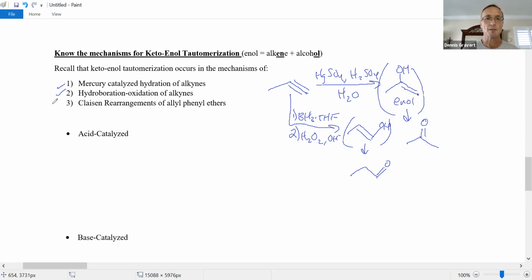And then finally, a Claisen rearrangement. That wasn't too long ago. If we had a phenyl allyl, so allyl has 3 L's, so 3 carbons, 1, 2, 3, and then make it attached to an ether, and on this side, put a benzene ring. And then we heat this up, and it rearranges.